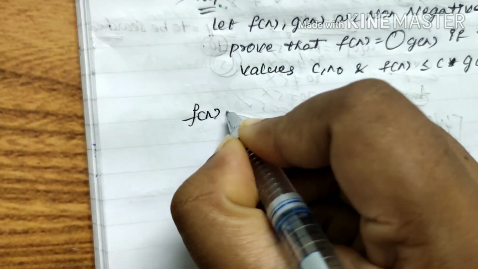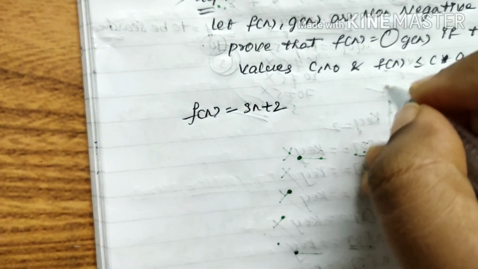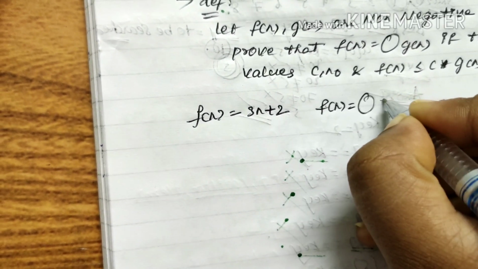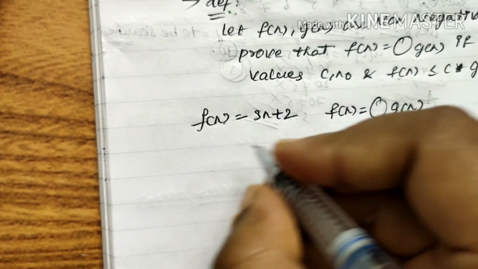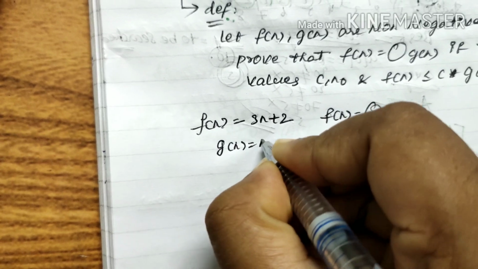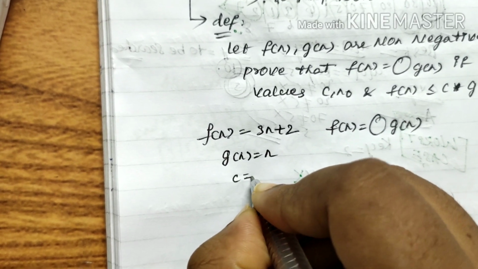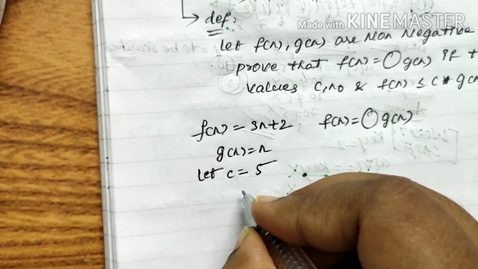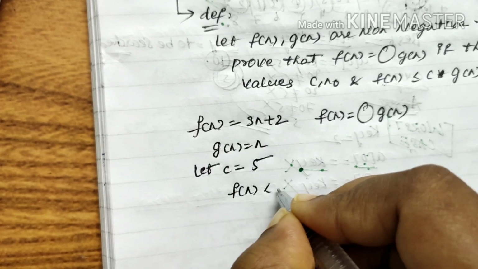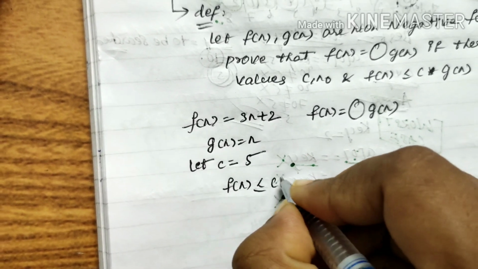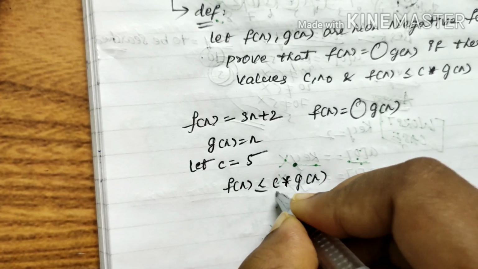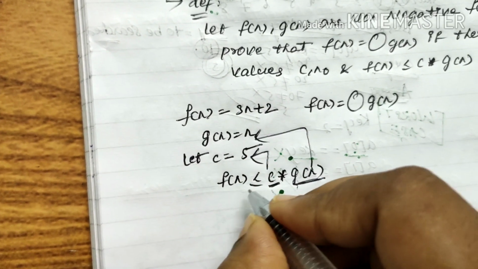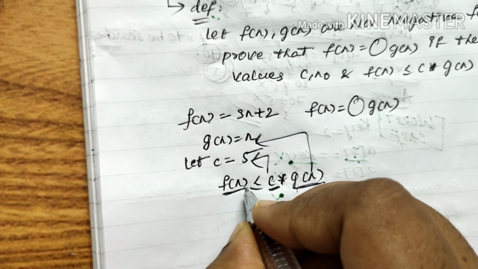Let us take an example. f of n equals 3n plus 2. We are going to prove that f of n equals big O of g of n. Then I am going to take g of n equals n and the constant value c as 5. Let it be. We are going to check each and every condition. This is the condition: f of n is less than or equal to c into g of n. Now the c value is already given as 5. g of n is already here. It is n. Now we are going to check each and every possibility for this.